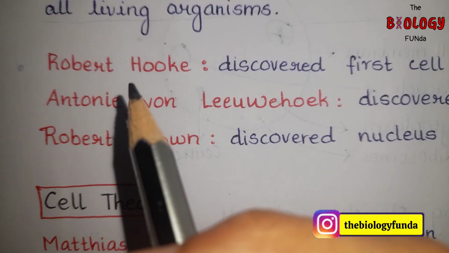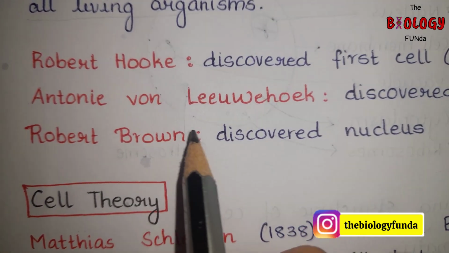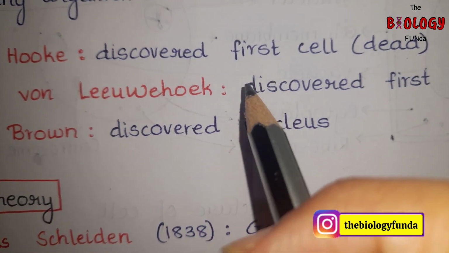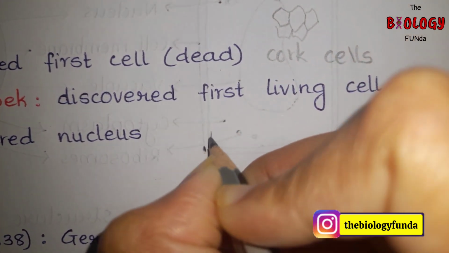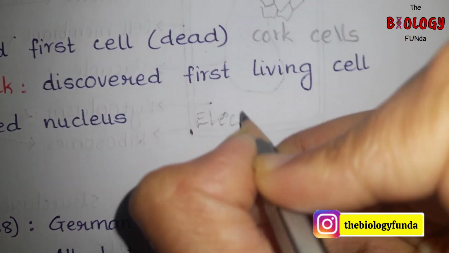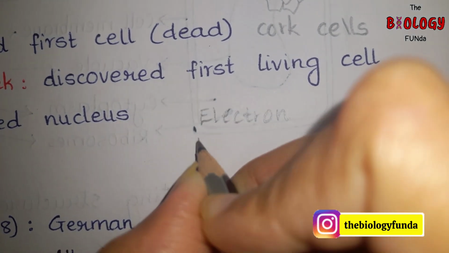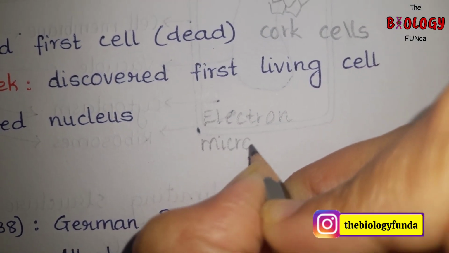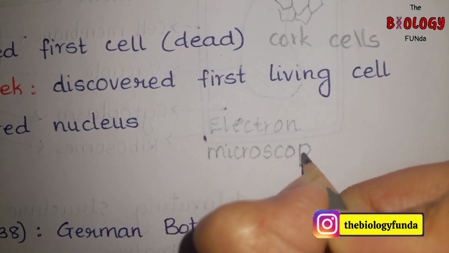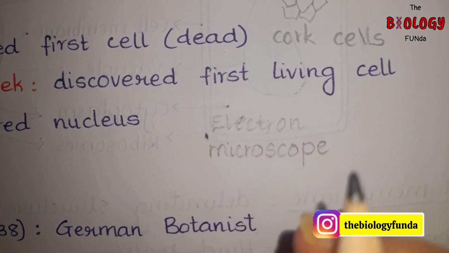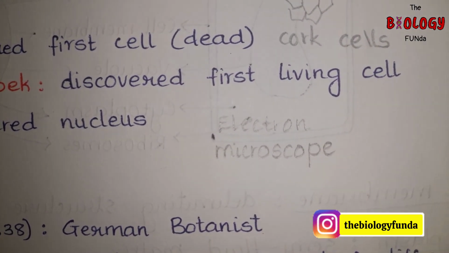Afterwards, Robert Brown discovered the nucleus. It was after the discovery of the electron microscope that scientists were able to study the detailed structure of the cell.